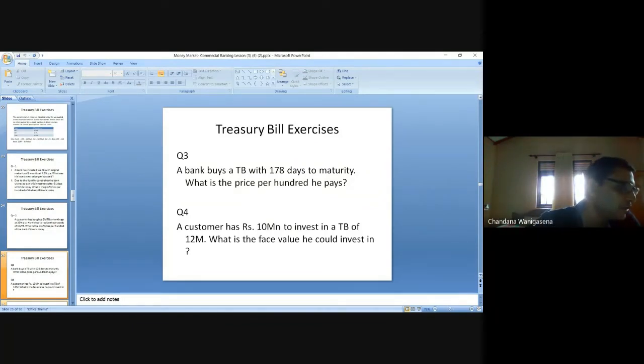96.7585. Now the 4 days of interest does not belong to this person, so we'll have to take that out of the price. For him to earn 6.7, he has to hold for the entire 182 days, but he bought this after the first 4 days. So 6.7 into 4 divided by 182 gives the 4 days interest, which is 0.1472.